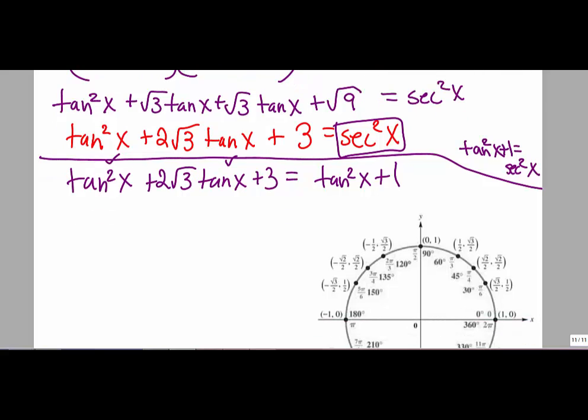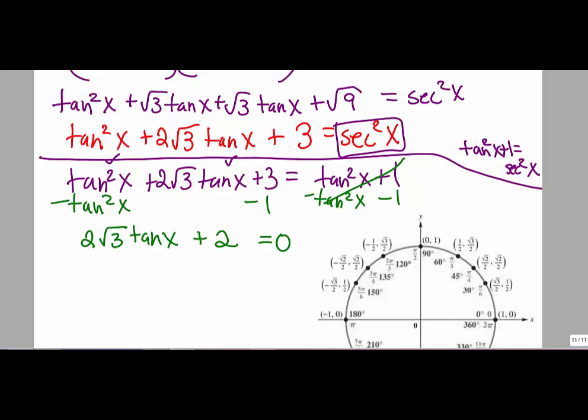Okay, so we're going to bring everything over to one side, and then we're going to factor. So we're going to subtract tangent squared x and minus 1 from both sides. Everything's gone from this side, now we have equals 0. And over here, well, the tangent squared x's cancel each other out, so we're left with 2 square root of 3 tangent x, and then 3 minus 1 gives us positive 2. So it simplifies to be something really nice.